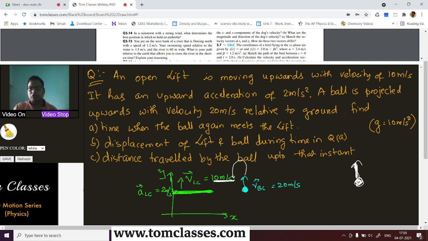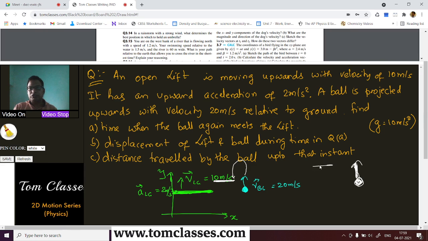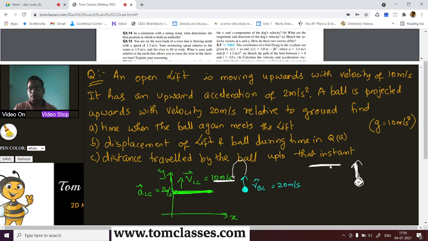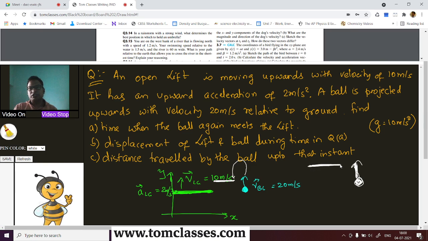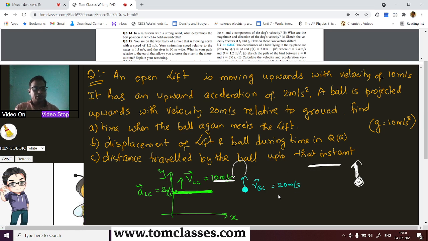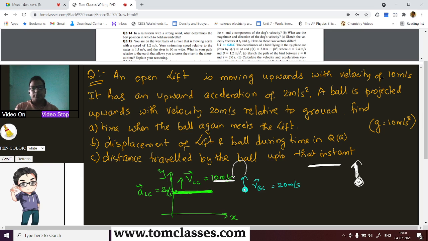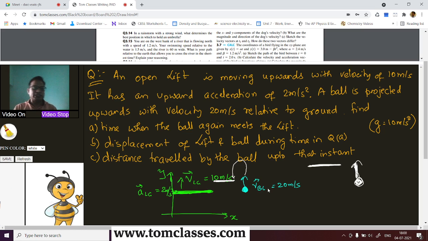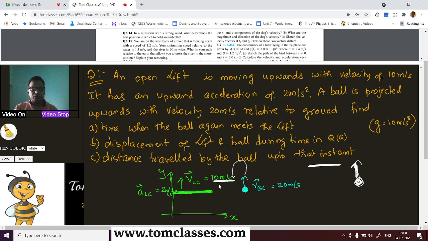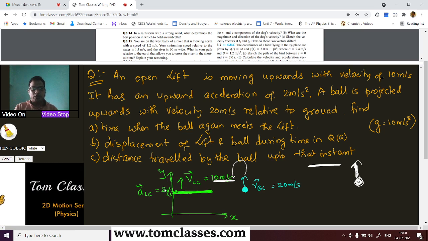Okay, what else can be the second possibility? When it reaches from here to here, it meets the lift there. So these are the two cases which are going to be possible. But both the bodies would have traveled for the same time, that is what we know.